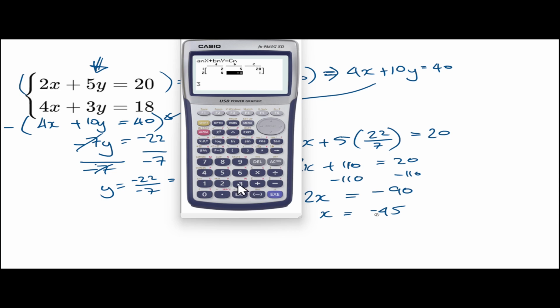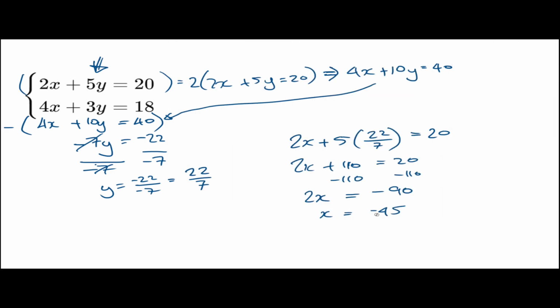4, 3, 18. 15 over 7, yes. 22 over 7, yes. That's where we went wrong. So it's over 7, so it's 110 over 7. And if we work that out, it's going to be 15 over 7. That's where we went wrong. Let's actually do that again.